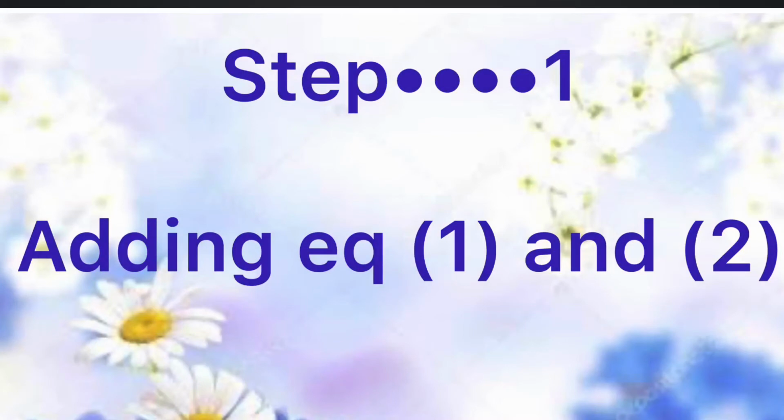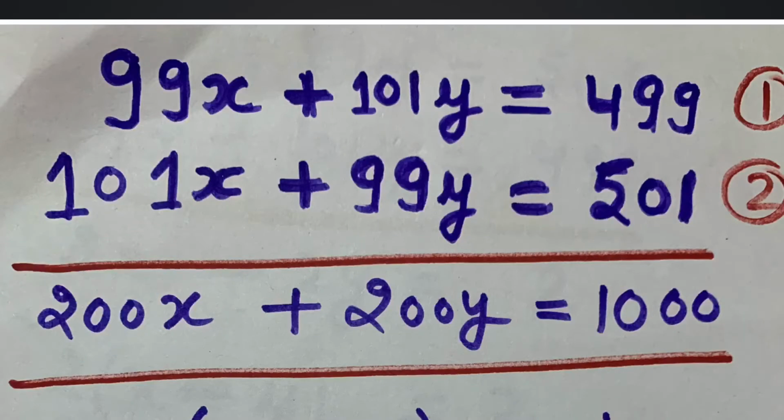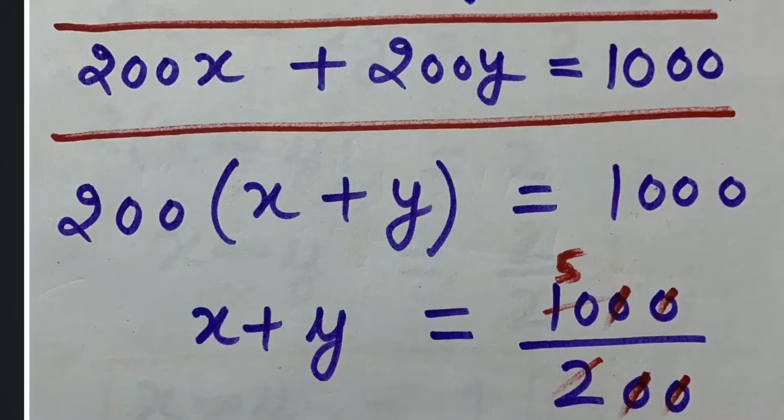In step 1, adding equation 1 and equation 2. 99x plus 101x will be 200x, plus 101y plus 99y will be 200y is equal to 499 plus 501 will be 1000. After this children, in next step we shall take 200 common from left hand side, and we are left with x plus y inside the bracket equal to 1000 as it is on right hand side.